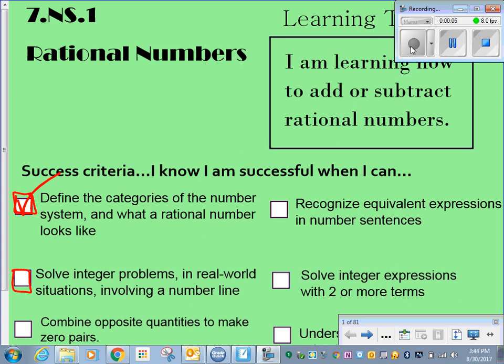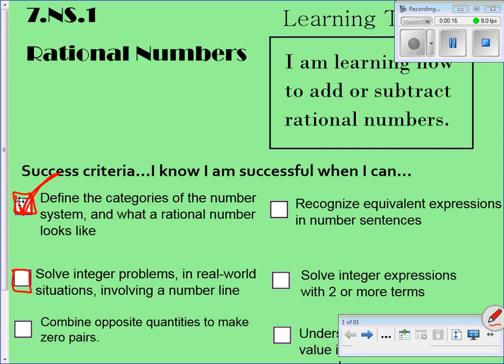Let's review our learning target and our success criteria. Currently, you are learning how to add or subtract rational numbers. You should successfully be able to define the categories of the number system and what a rational number looks like. We are currently working with solving integer problems in real-world situations involving a number line and solving integer expressions with 2 or more terms. We will, as the week progresses and into next week, get into more of our success criteria. At this time, please turn to page 19 in your packets.